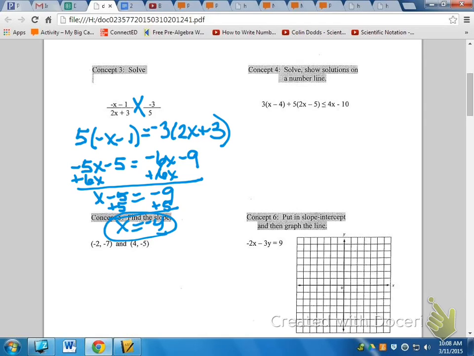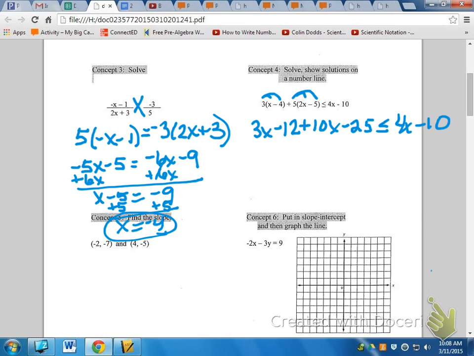Concept 4, it says solve and show solutions on a number line. So this is definitely a problem that we'll have to use the poster. There's a couple of distributive properties here. So 3 times x is 3x. 3 times negative 4 would be minus 12. Then we have 5 times 2x is 10x. And 5 times negative 5 is minus 25. That would be less than or equal to 4x minus 10.